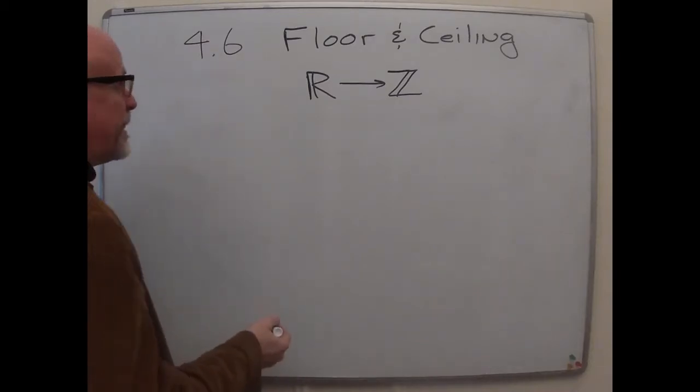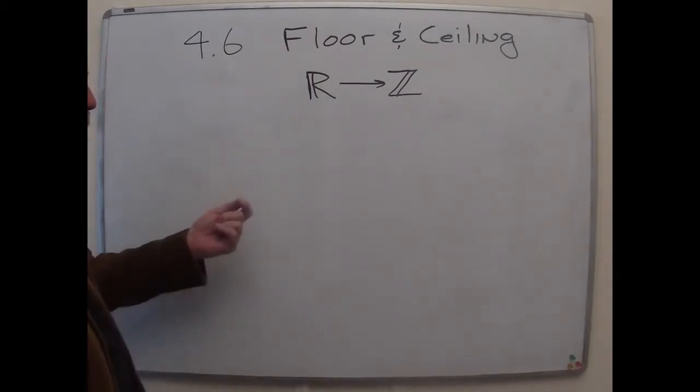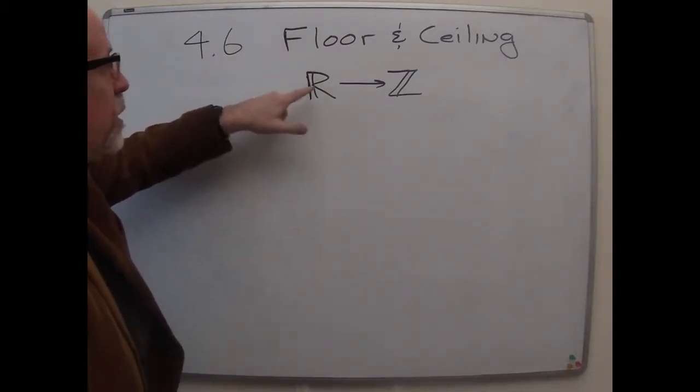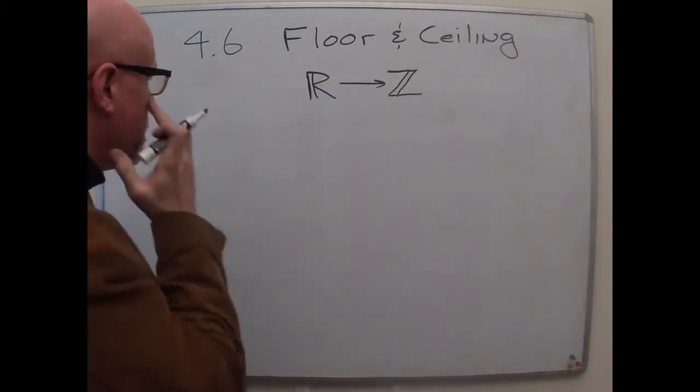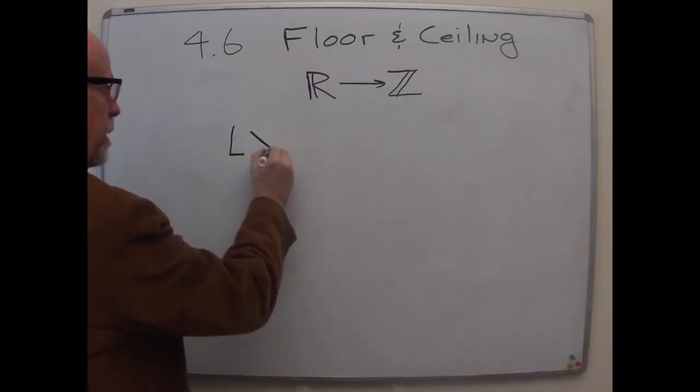What they are is basically rounding down or up. That is, you take a real number and you either move it down to the next integer, the first integer under it, or you move it up to the next integer above it. The formal definition and the notation for it looks like this.